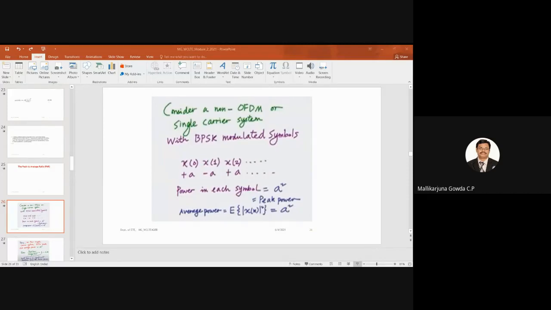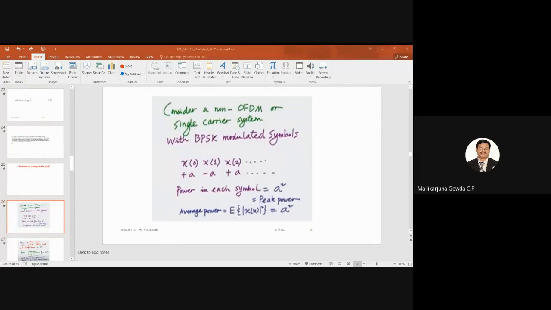So I'm considering BPSK modulated symbols. I write the BPSK modulated symbols as x of 0, x of 1, x of 2, and so on. So x of 0 may be plus A, and x of 1 may be minus A, and so on. Because it may be 0 1 0 1: 0 I transmit with no phase, and 1 I transmit with 180 degree phase shift. With respect to that, zeros and ones are occurring with equal probability. That is why I'm treating this as plus A, minus A, plus A, minus A, and so on.